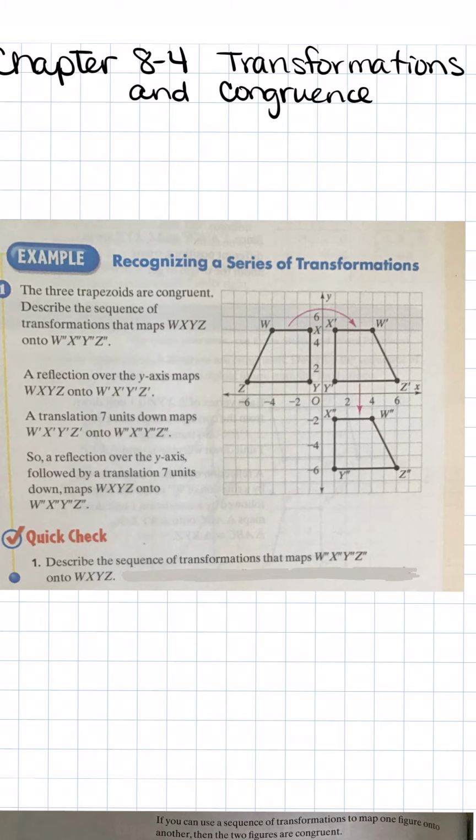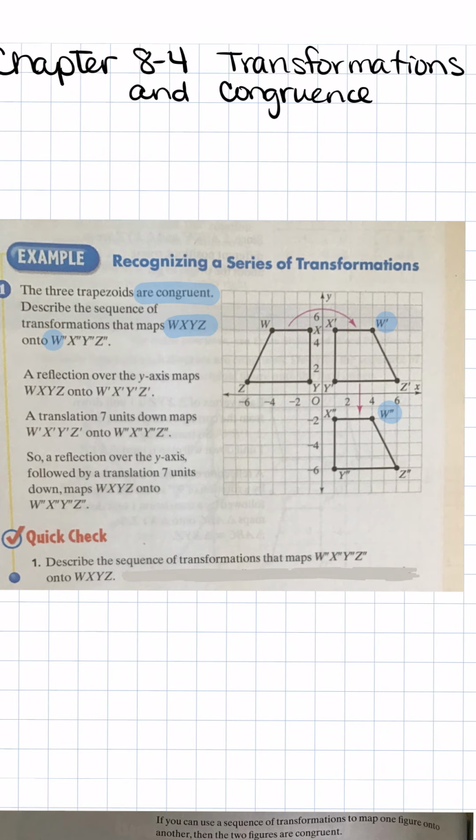So let's look at this example. Recognizing a series of transformations. The three trapezoids, this shape right here is called a trapezoid. The three trapezoids are congruent. That means they are the same. Describe the sequence of transformations that maps WXYZ onto W, and see how this one just has the one apostrophe and this one has two.